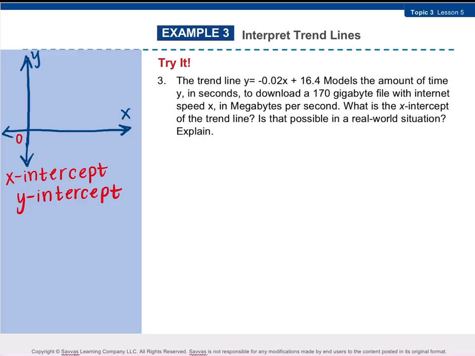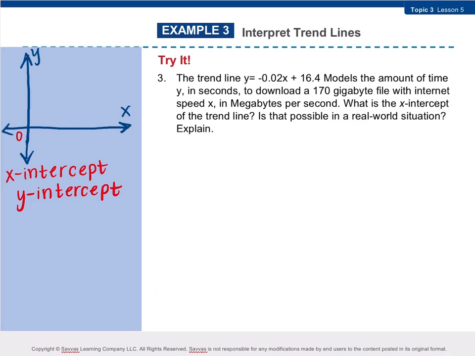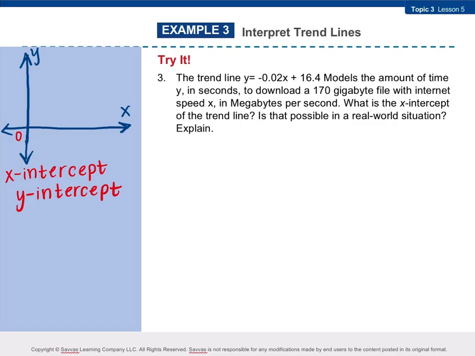And so let's now apply an equation of a line to a scenario. So question 3, our last example, says the line y equals negative 0.02x plus 16.4. So they're giving me a y equals mx plus b line. m equals negative 0.02 and b equals 16.4. And that is supposed to model the amount of time y in seconds to download a 170 gigabyte file with an internet speed x in megabytes per second.